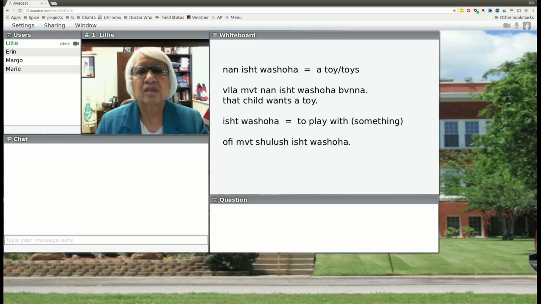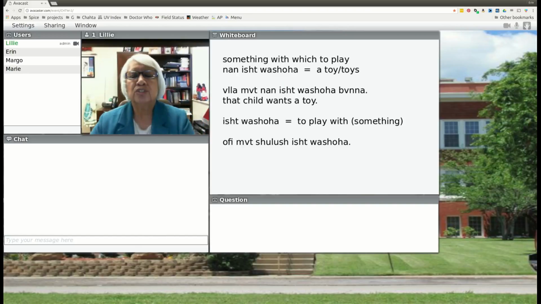So notice how the word order, even in the definitions, change. Something with which to play with something. Then I gave you the example, Ofi matshulush ishtwashoha. Ofi matshulush ishtwashoha.